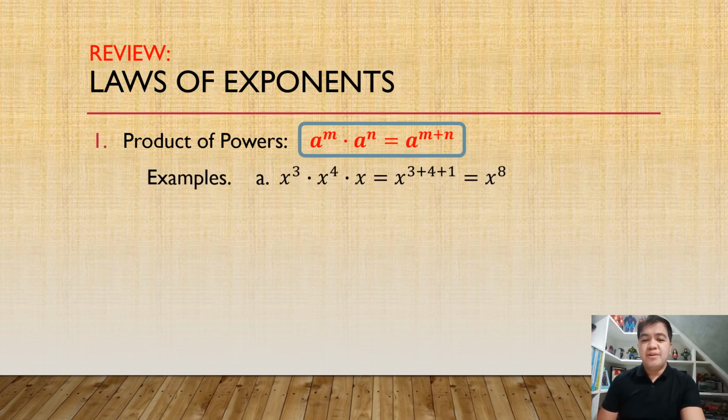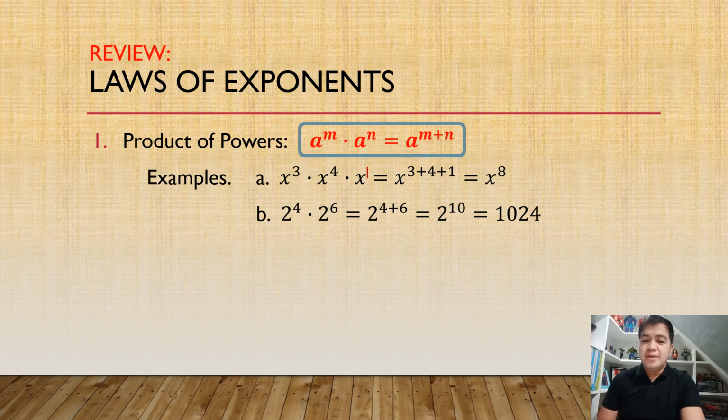Okay, for example, if we have x to the third times x to the fourth times x. So, remember, ang exponent nitong x na to ay 1. So, hindi lang siya nakasulat because it's obvious or it's automatic. So, therefore, that will be 3 plus 4 plus 1 for the exponents. So, that will be x to the 8.